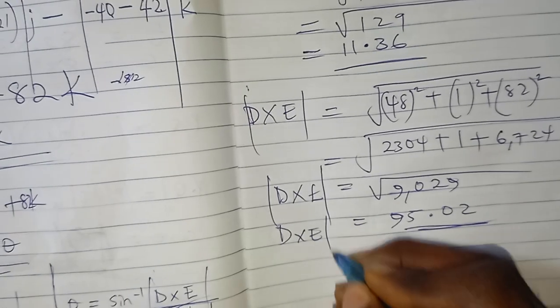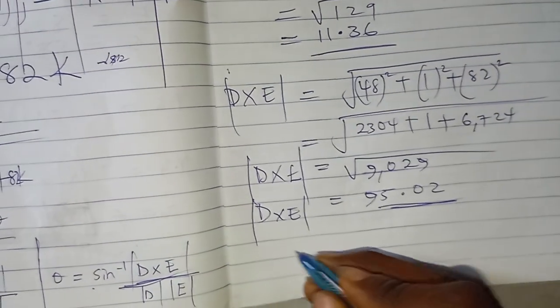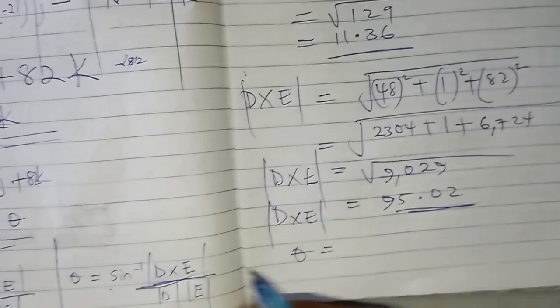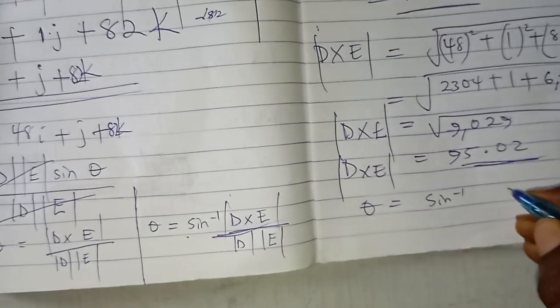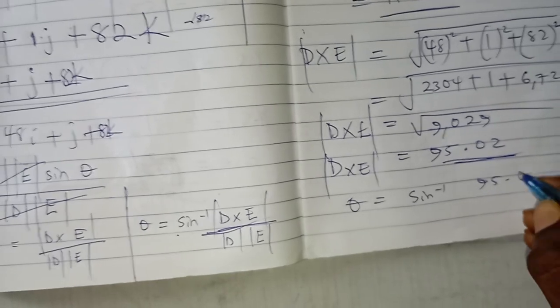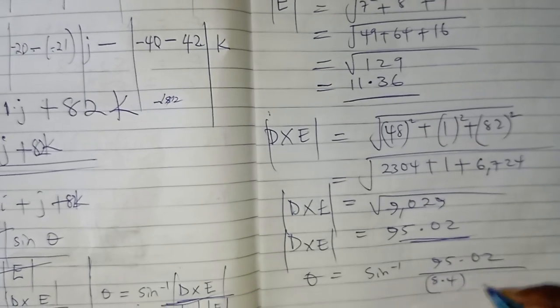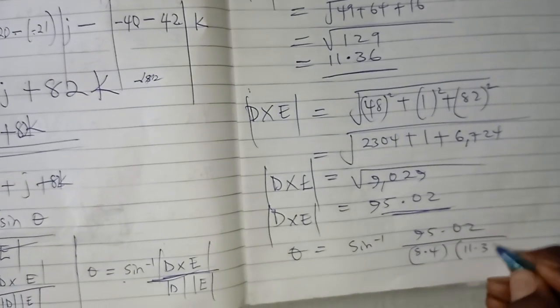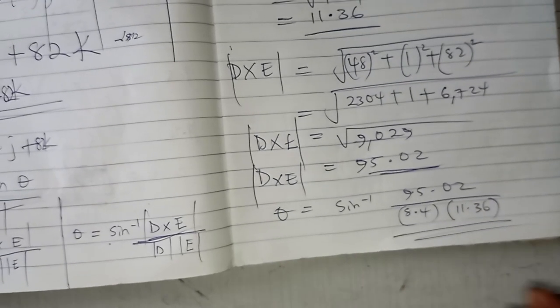So now this is D cross E magnitude. You get D cross E, you get the magnitude. So theta, remember, is equal to sine inverse of 95.02 all over what we got here, 8.4, then 11.36. So when you take this sine inverse, you get your final answer.